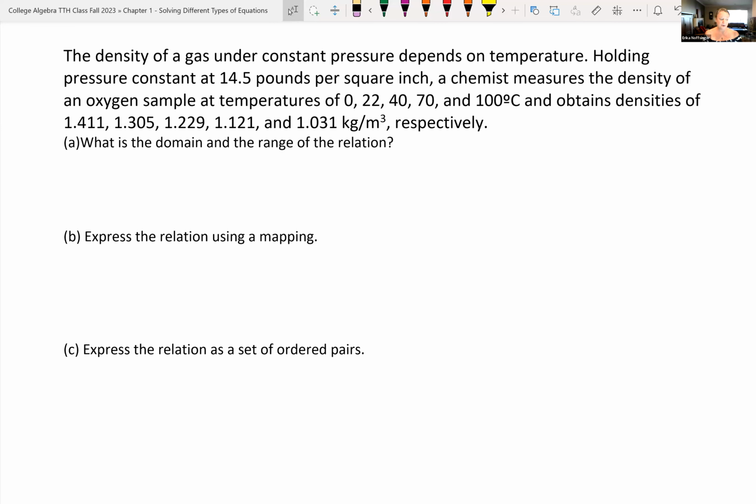So here's an example of a function, and let's read through it and let's determine what the range and the domain of our relation is. We're going to express the relation using a mapping, and we're going to express the relation as a set of ordered pairs. So the following example states: the density of a gas under constant pressure depends on the temperature. Okay, so density of gas depends on temperature.